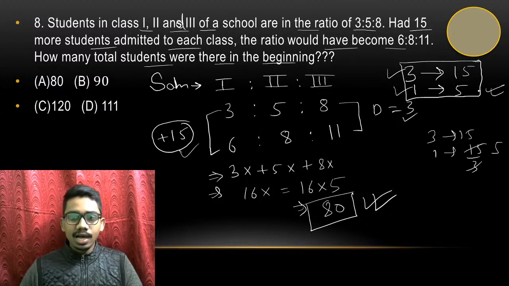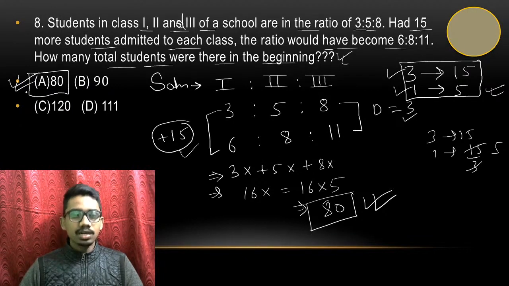Clear? This is how I have written it here. And now I am just adding the ratios as I have to calculate the total number of students in the beginning. That is 3x plus 5x plus 8x, that is 16x. 16 into 5 is 80. That is why option A is the correct answer to this question. That is 80. All right, option A is the correct answer. I hope you all got this.